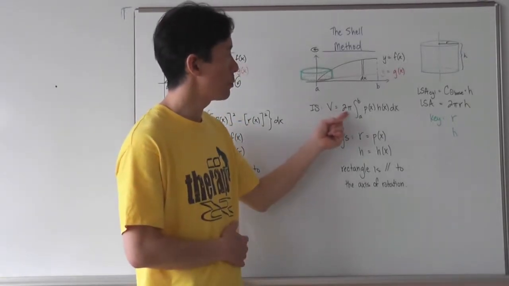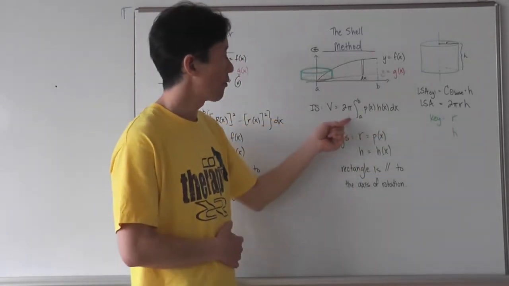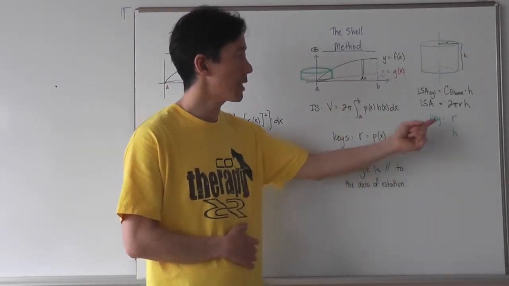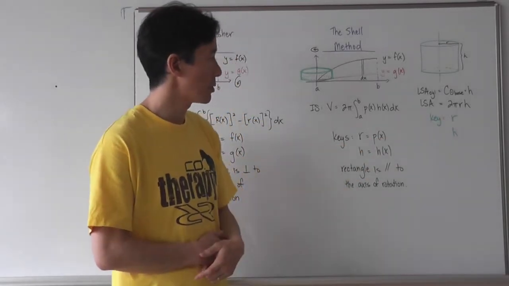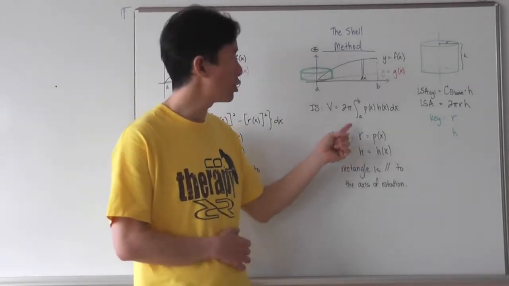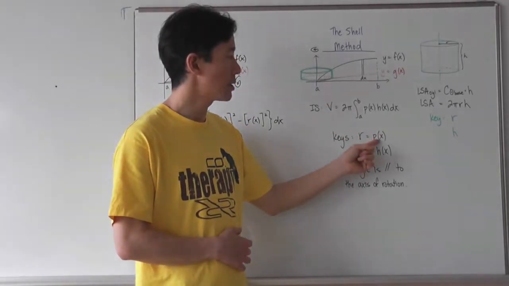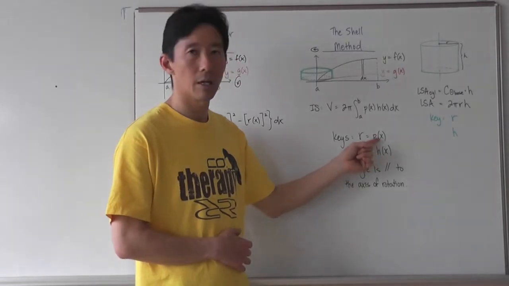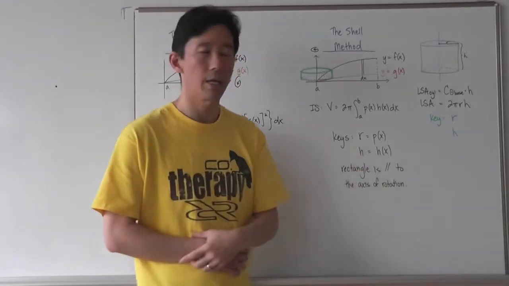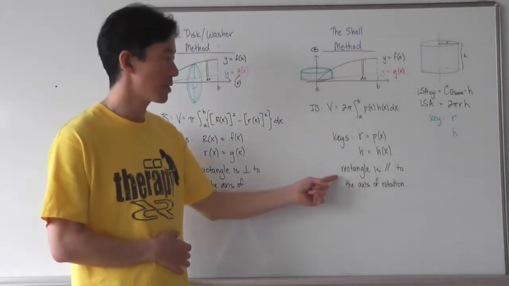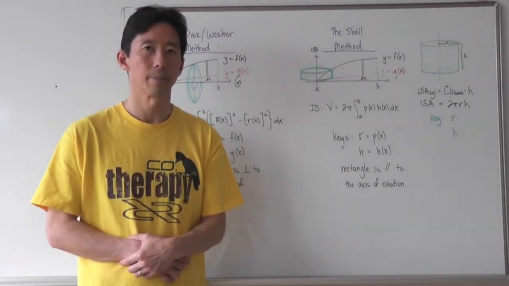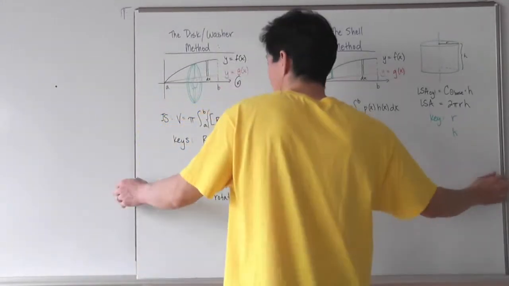So this is what we have for our initial statement. We have v is equal to 2 pi, so notice the connection there, integral from a to b of p of x, h of x, dx. I'm thinking that you can identify what those are. The r, or the radius, which is the distance from the axis of rotation to your rectangle, is going to be designated as p of x. And h, the height of the rectangle, is just going to be h of x. It is so important to recognize that the rectangle is parallel to the axis of rotation. Okay, so let's take a look at a couple of examples.